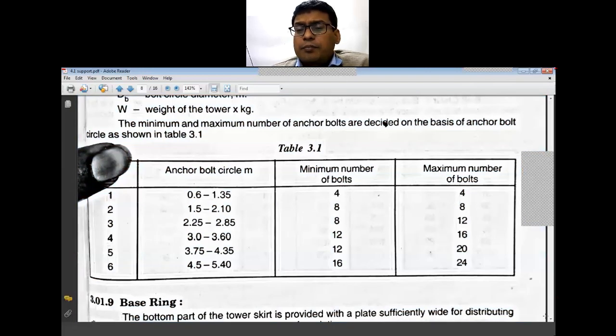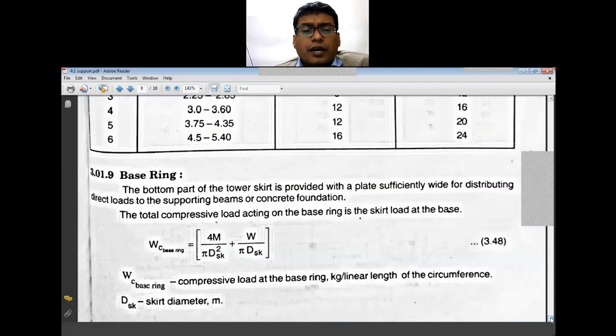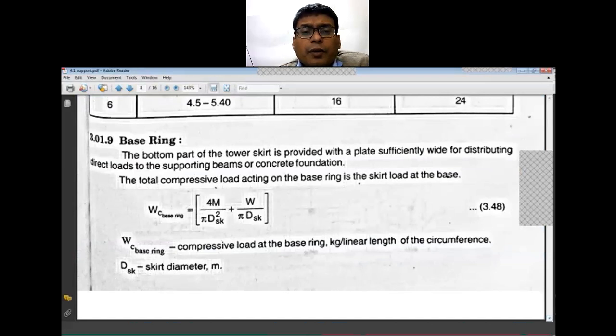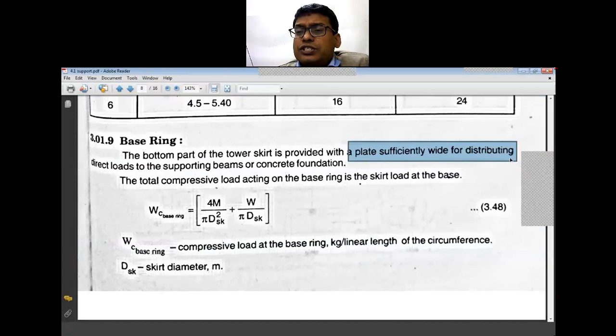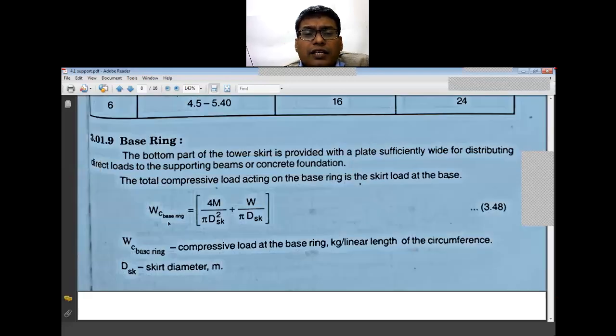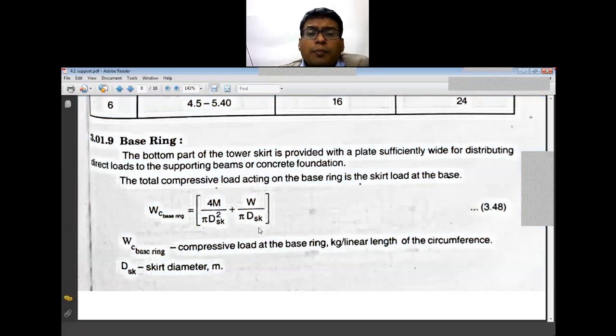The next is the bearing base ring. So base ring, that is to be calculated. The bottom part of the tower skirt is provided with a plate sufficiently wide for distributing the direct load to the supporting beam or the concrete foundation. So this is the compressive load that will act on the base ring, and this is WC base ring, which is equal to 4M upon pi dsk plus W upon pi dsk.